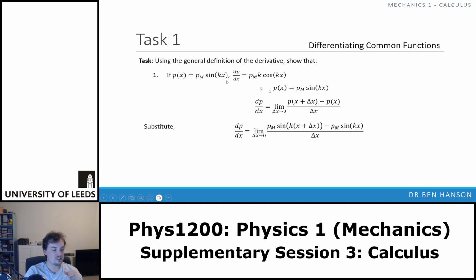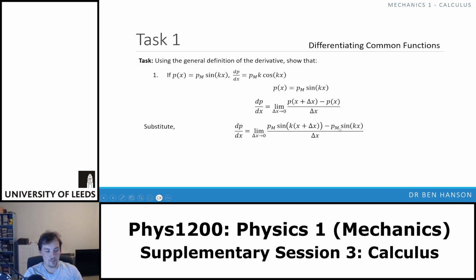let's substitute that sine function in. So p at x plus delta x is pm sine, open brackets k, open brackets x plus delta x. So it's not kx, it's k times x plus delta x, because we're replacing that x by x plus delta x. That might tell us that we're going to have a double angle formula coming in here, right?